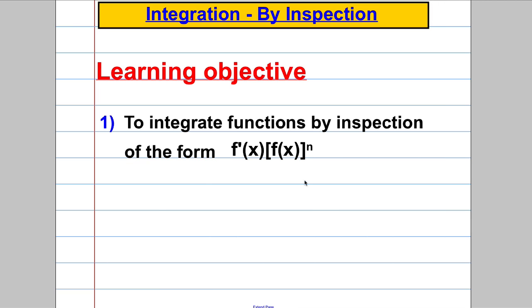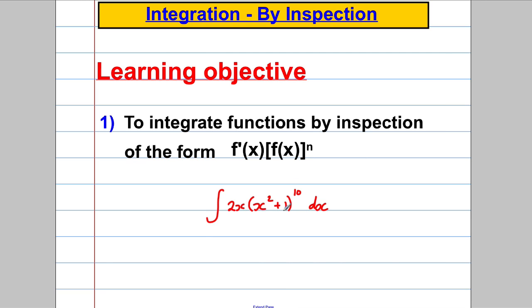So in this video we'd like to integrate functions by inspection of the form f'(x) times f(x) to the power of n. For example, say my f(x) was something like x squared add 1, and I was raising this to the power of 10. f'(x) would be 2x. So it would be functions of this form. These are the type of functions I would like to be able to integrate.